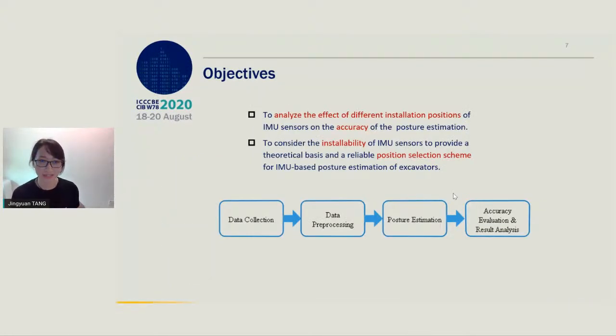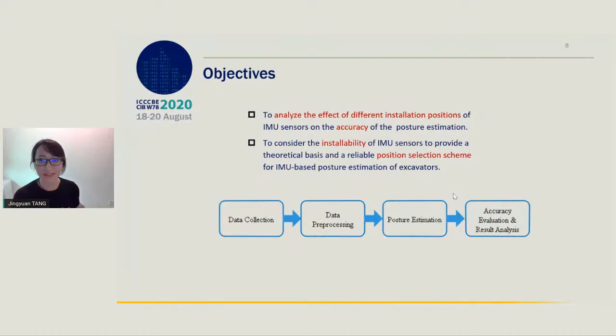Our study aims to analyze the effects of different installation positions of the IMU sensor on the accuracy of the posture estimation, and we consider the instability of the IMU sensor to provide a theoretical basis and reliable position selection scheme. The workflow of this proposed study could be divided into four steps: the data collection, the data processing, the posture estimation, and accuracy evaluation and result analysis. So let's proceed to introduce them in detail.